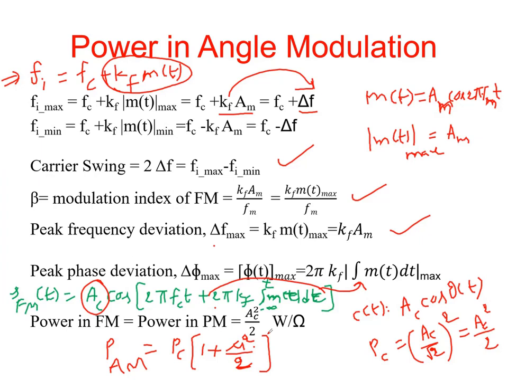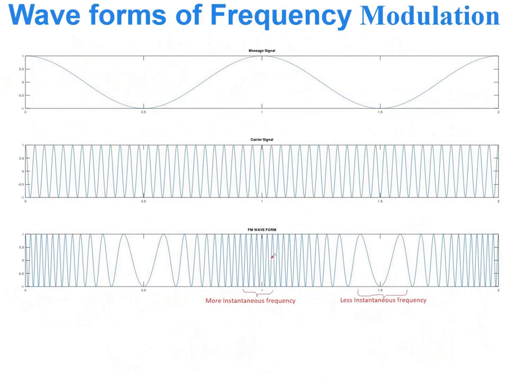And next, going to the waveforms of the frequency modulation, the first plot represents your message signal, the second plot represents your carrier signal, and here also you can clearly observe your carrier frequency is far greater than your message frequency.